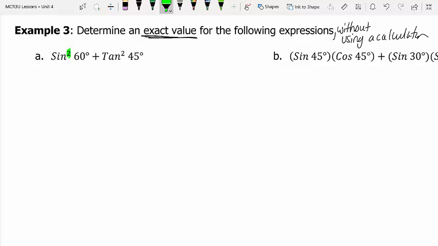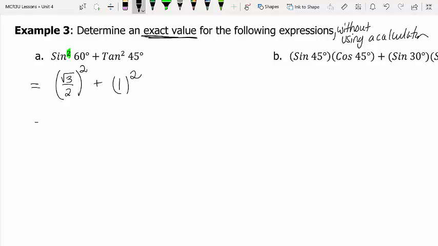Okay, so let's do that. Look at your special triangles and figure out what sine 60 degrees is. You're going to notice that sine 60 degrees is root 3 over 2. You get that from your special triangle. So root 3 over 2 is sine 60 degrees, and then in the question it's squared, plus tan squared 45. So what's tan of 45 degrees? Go to your special triangles. Tan of 45 degrees is 1, so we just have 1, and then it's squared.